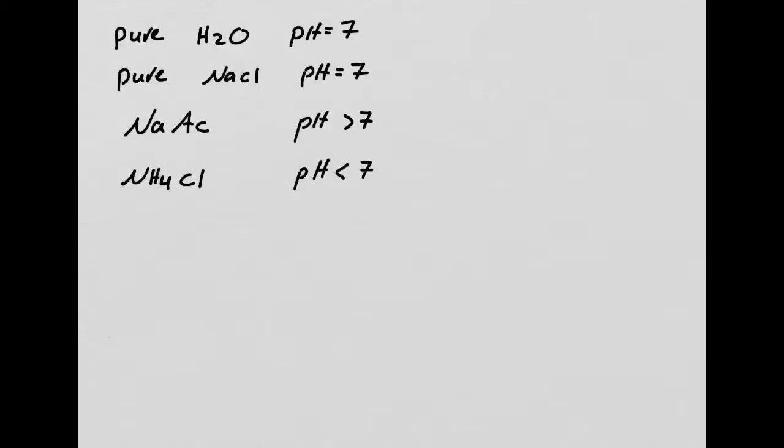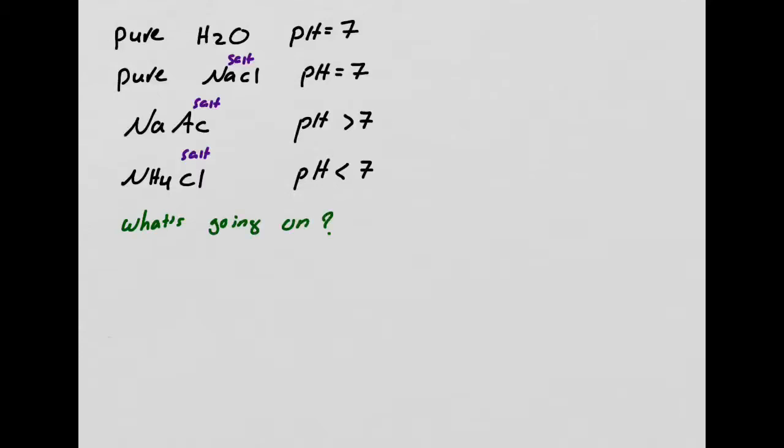So here's our scenario. If I have pure water, the pH is 7. If I have NaCl dissolved in water, the pH is also 7. Now remember, NaCl is a salt. So I'm going to have this salt dissolved in water and the pH is going to be 7. Sodium acetate and ammonium chloride are also salts and they are also going to be dissolved in water. But for these two, the pH is not 7. I have a basic and an acidic pH for those. Now the question is, what's going on?